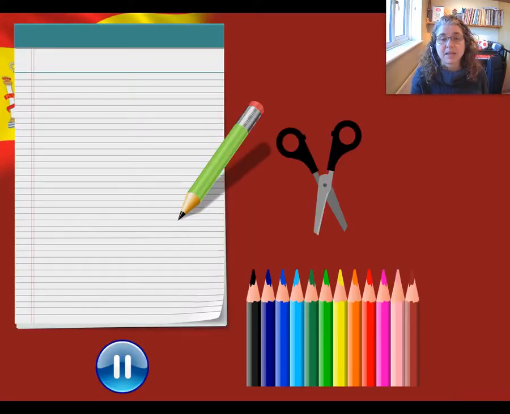You'll need some equipment to help you with your learning today. First of all, some paper to write on and a pen or a pencil to write with. You'll also need a pair of scissors and some colouring pens or colouring pencils. So if you don't have those things in front of you now, just pause the video, pop and get them, and then press play again when you're ready to continue.